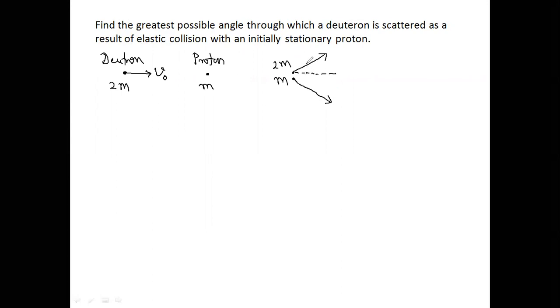And if the deuteron is scattered at theta angle, we have to find out its largest possible value. We have to find out the largest value of this angle theta, which is the angle of scattering. It is not the angle of divergence.